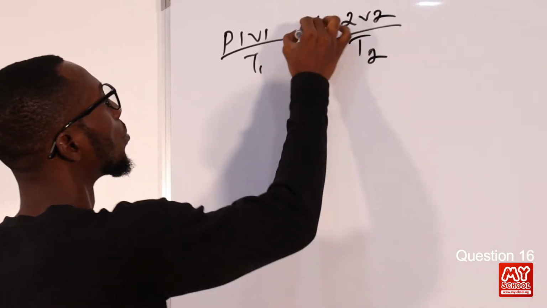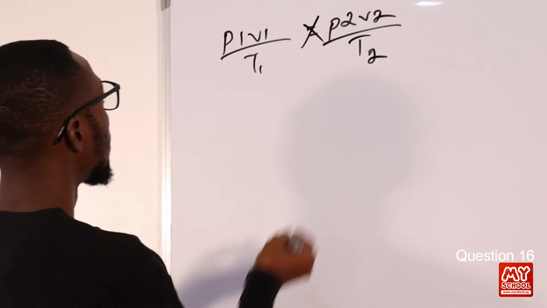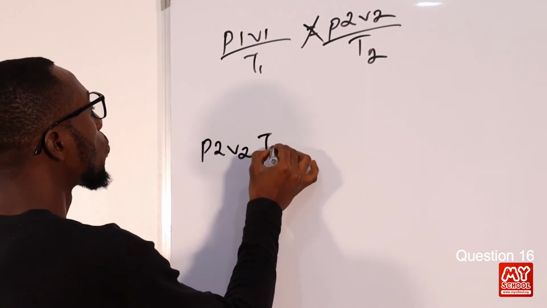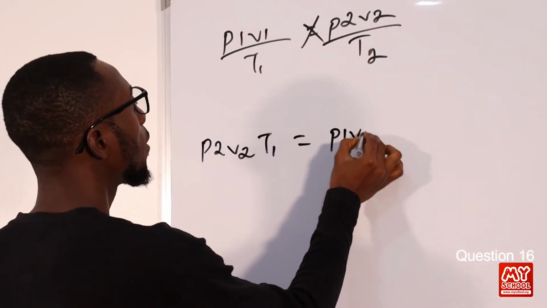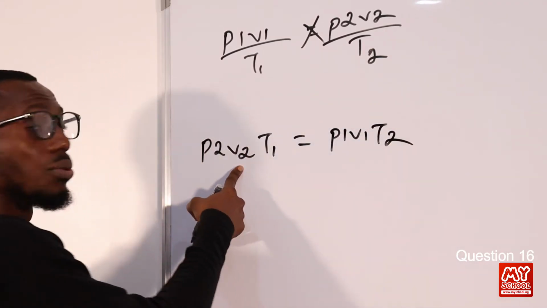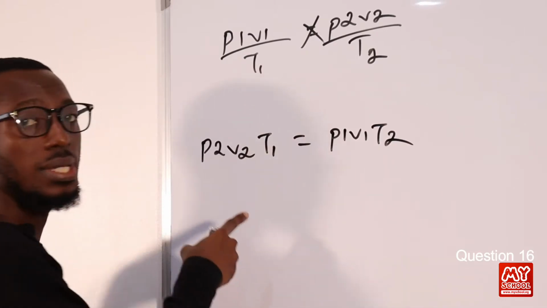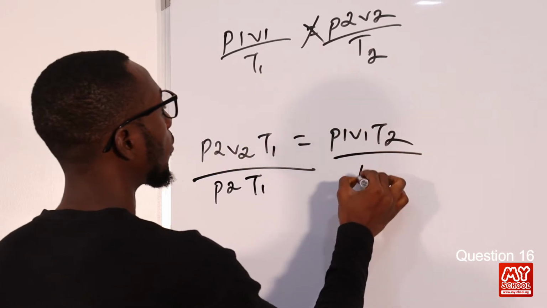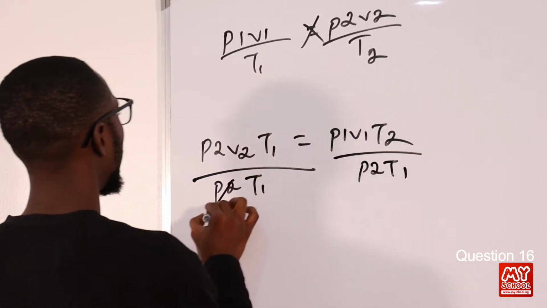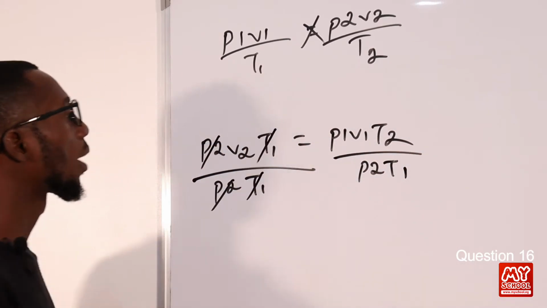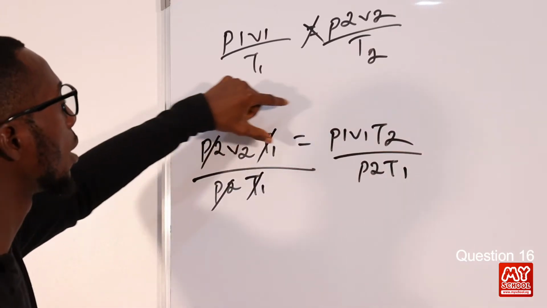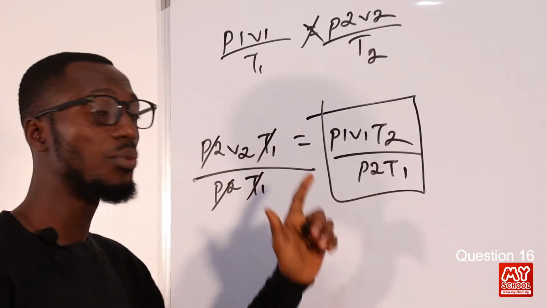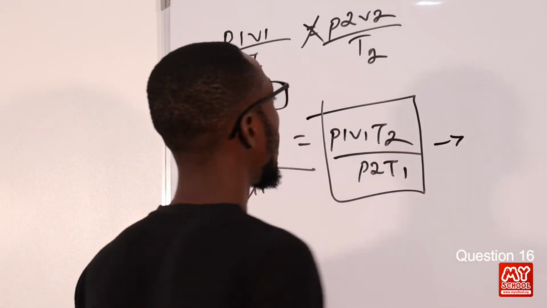So what do we do? We cross multiply, this comes here. So I would have P2 V2 T1 equals P1 V1 T2. We're asked to make V2 the subject, so we divide both sides by P2 T1. So we can confidently tell that V2 equals P1 V1 T2 over P2 T1. So let's just input the values provided.